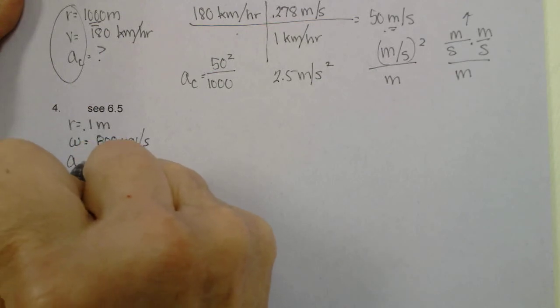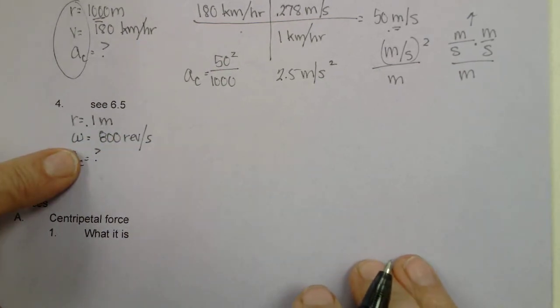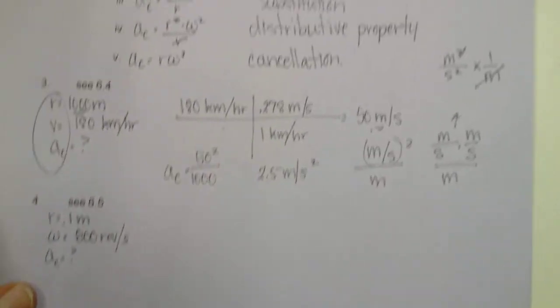A sub c is equal to, I don't know. Now I have a formula that will work for that. It was the formula that we just derived. A sub c is equal to r omega squared. There's a little problem with that though. Let's look at this.